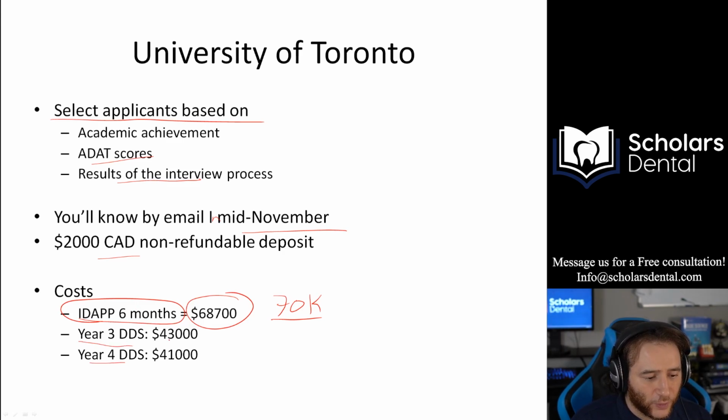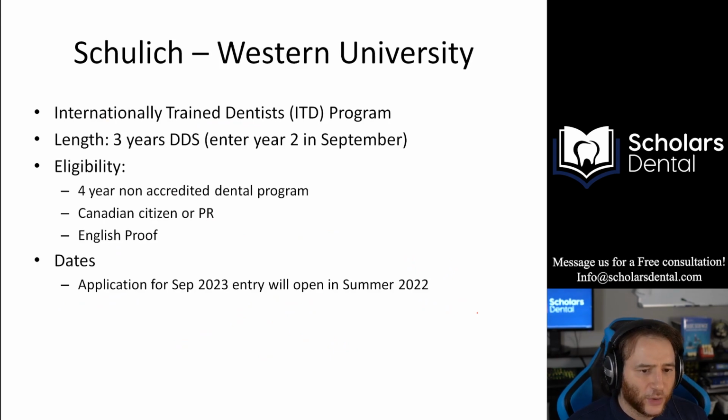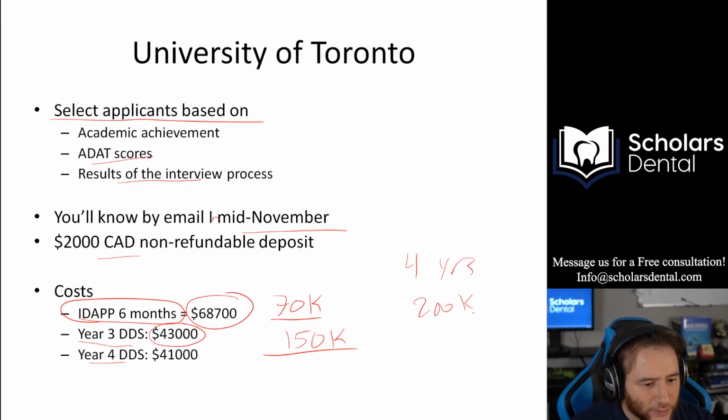Years 3 and 4 are each around 40 something thousand. So you're looking at at least around 150 just in tuition fees, and you want to bump that up to 200. So again, it's going to be around 4 years and around 200K. Okay. All right. I'm not going to talk about Western today. Let's go to the browser section.